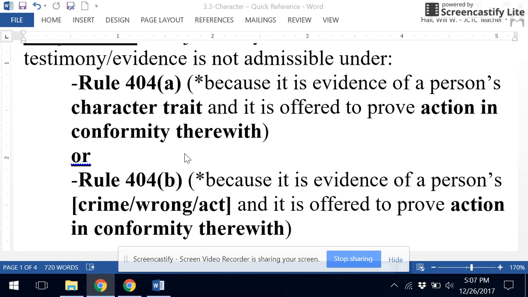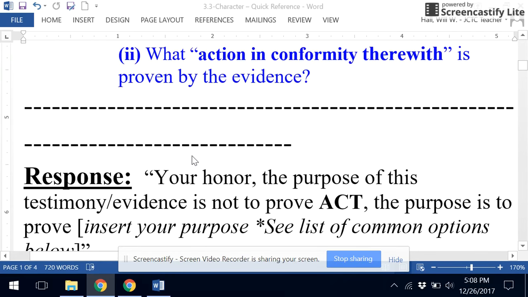So you can't use general traits and you can't use specific examples. 404A, 404B, that's the difference. Now, why is there a difference? Why do they have two rules? Because there's different exceptions to both rules. That's why. So let's look at some of these exceptions.